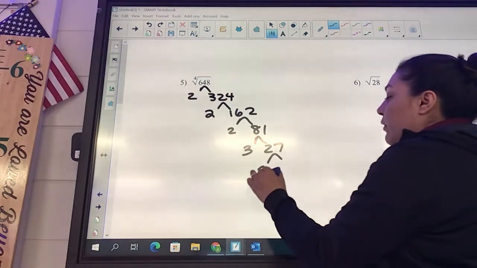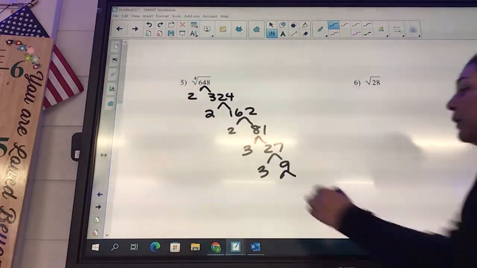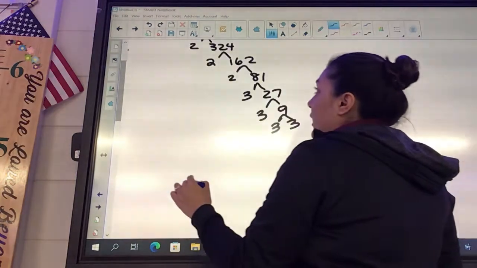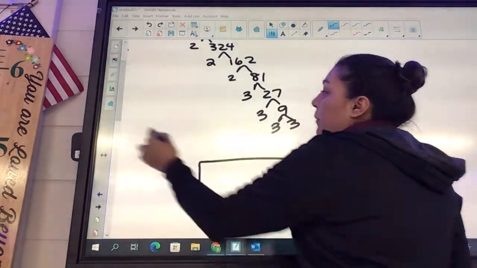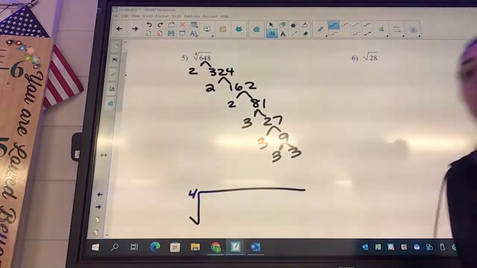Okay, the 3 can't go any further, but the 9 can. What's that going to be for 9? 3 and 3. Okay, they can only go outside in groups of what? In groups of 4. There's a 4 right there. Okay, so our answer should definitely have that little 4.